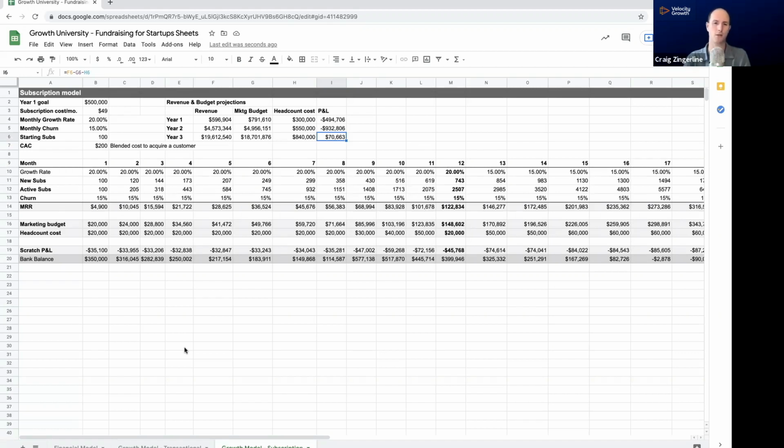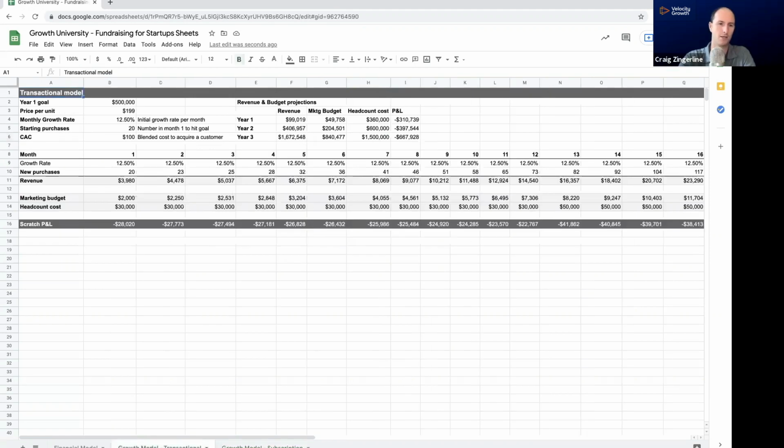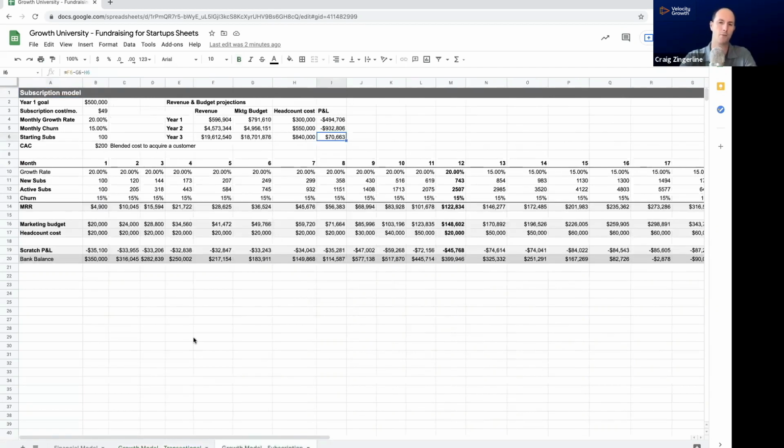Your transactional model is going to be very similar, except you'll need to talk about new purchases and maybe repeatability of purchase at some future point in the model. If your price per unit is $199 and you sell multiple units to one person over the course of 1, 2, or 3 years, you'll probably want to add a row and bake in something like average number of purchases per user, or some other metric that will let you get to a revenue number that might align more nicely with what's actually happening with that repeatability.